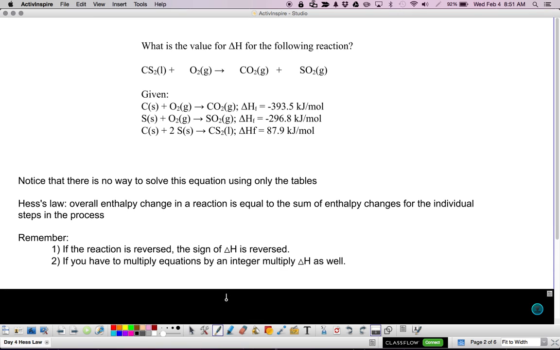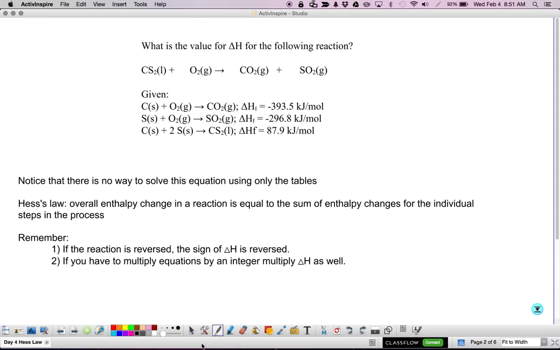I want you to remember these rules, okay? If a reaction is reversed, the sign of delta H is reversed. All right, we talked about that yesterday. If you have an exothermic reaction, the reverse reaction is endothermic, so the sign of delta H changes. If you have to multiply equations by an integer, you have to multiply delta H by the same integer. Okay, and we did that a little bit yesterday as well. So none of these should be new, but these are things that you have to keep straight.